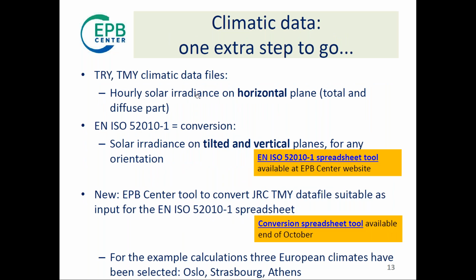So assume that we have one of these climatic data files. These will contain hourly solar irradiance on a horizontal plane. Well, for the building, you need not only the irradiance on the horizontal plane, but also on vertical or tilted planes, on solar panels, on windows, etc. So for that, we have one of the EPB standards, EN-ISO 52010, part 1, which does the conversion from the horizontal plane to solar irradiance to tilted and vertical plane. And surprise, we have a spreadsheet tool which does this conversion for you, and this is also available at the website. And then new is that we developed a tool to convert the Joint Research Center data files, the typical meteorological years, to make them suitable as an input for the EPB standards. And the conversion tool is ready, but it will be made available publicly by the end of October.